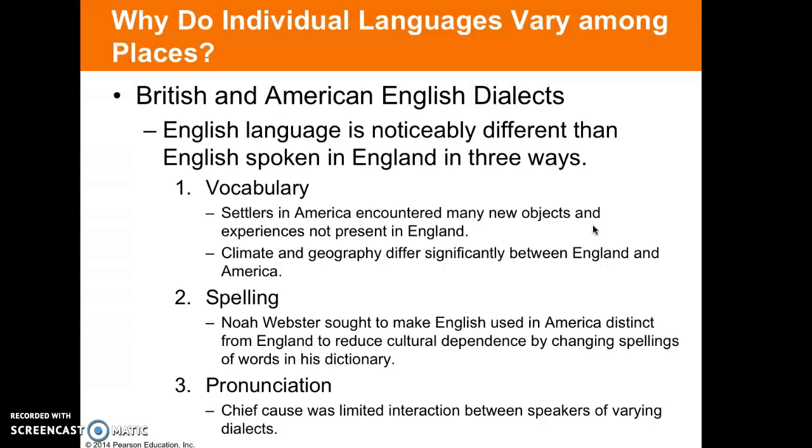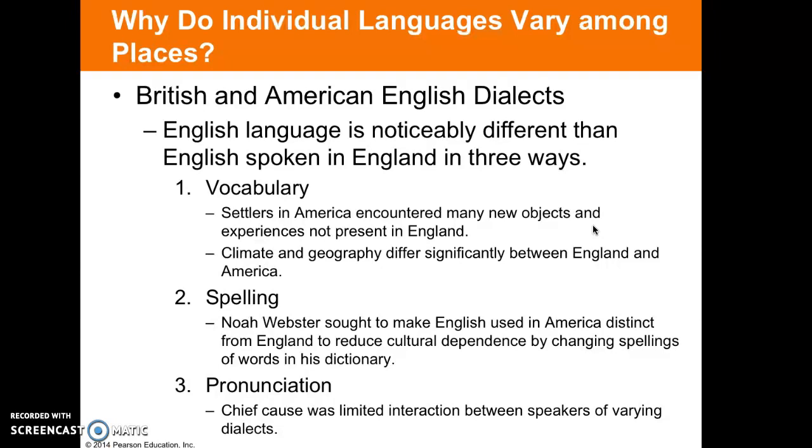Some things like theater are spelled differently in the UK and in the United States. In the United States, it's ER, and in the UK, it's RE. You might see E's added to the end of words in British spelling and not in American spelling. And pronunciation. The chief cause of the change in pronunciation was, again, that distance decay, right? We had limited interactions with England, so the longer we were separate from them, the longer we were a colony, and then eventually our own kingdom, our language started to kind of change and blend.